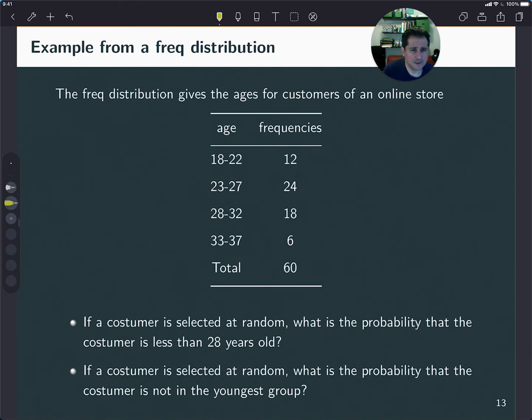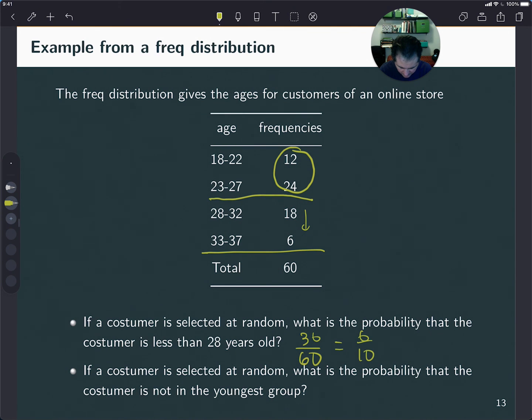You can also do this with empirical probability. Now I have a table, a frequency distribution that gives the ages for customers of an online store, the ages and how many customers are in that age group. If a customer is selected at random, what is the probability that the customer is less than 28 years old? These are 28 and over, so for less than 28, you include those two. So it's 36, the total is 60, so 36 over 60. If I divide that by 6 top and bottom, I get 6/10, so 0.6.